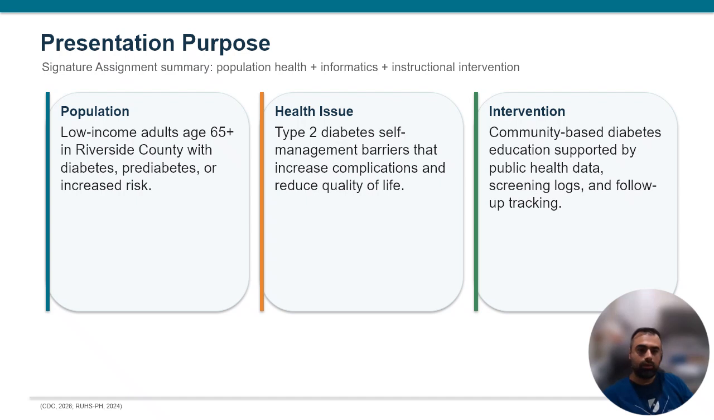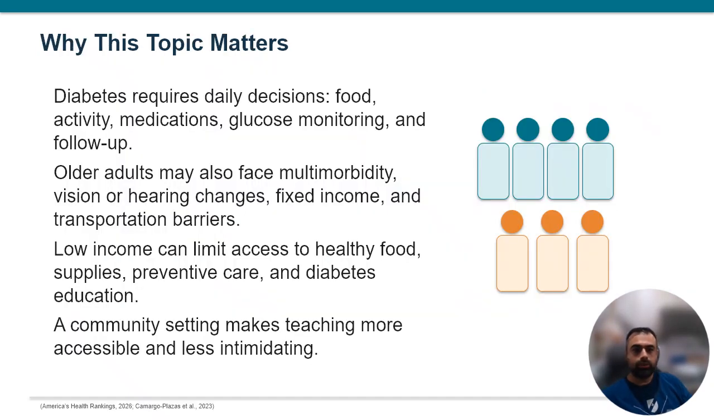My focus is on older adults age 60 and older in Riverside County who have diabetes, prediabetes, or risk factors for diabetes. This topic is important because diabetes is not only a diagnosis, it is something patients have to manage every day through food choices, activities, medication, blood sugar monitoring, and follow-up care. For adults with limited income or transportation problems, this can become even more difficult.